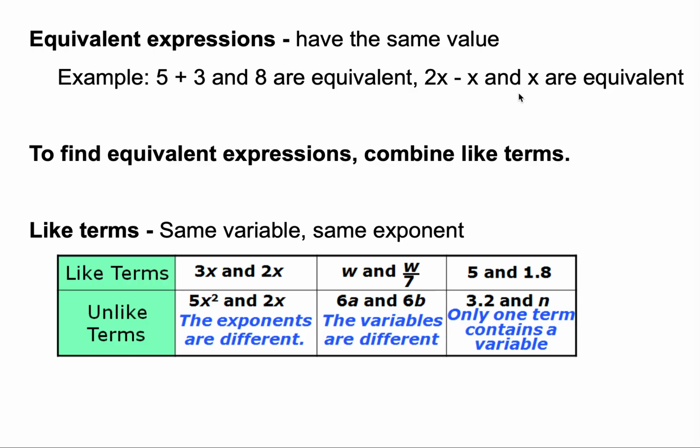Like terms means the same variable and the same exponent. So some examples: 3x and 2x are like terms. They both have the variable x. Unlike terms, 5x squared and 2x, the exponents are different. Like terms, w and w divided by 7. Unlike terms, 6a and 6b, the variables are different. Like terms, 5 and 1 and 8/10, they don't have variables at all. Unlike terms, 3.2 and n, only one of them contains a variable.